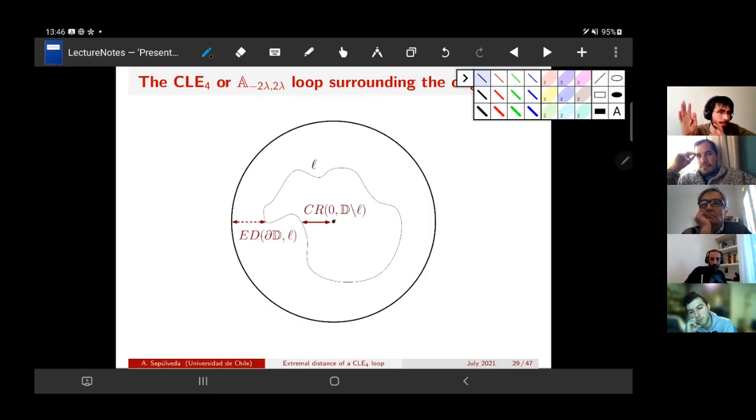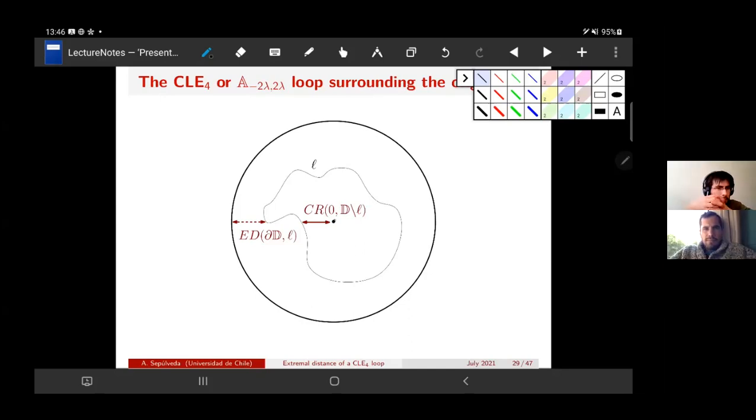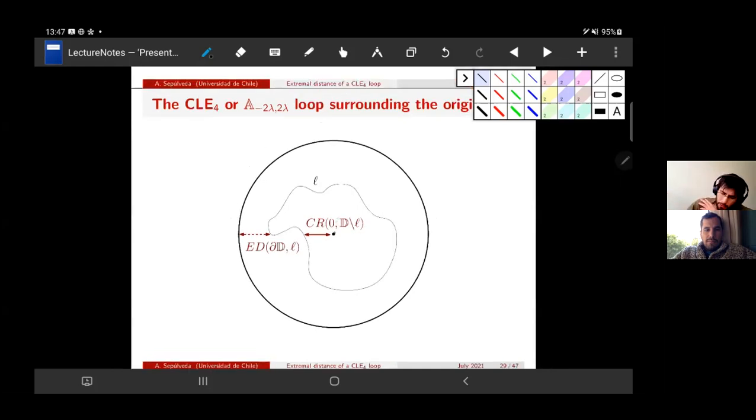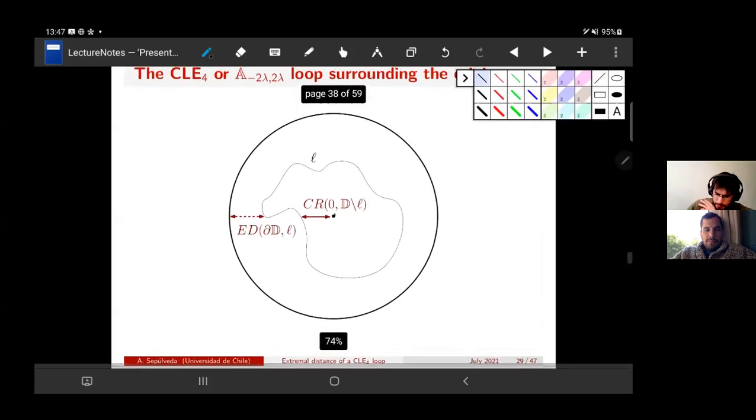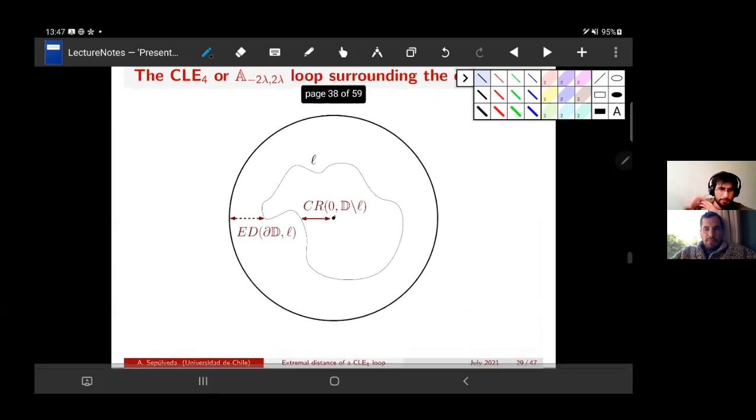So we know that it doesn't hit the boundary. This is something I forgot to tell you. Loops do not hit the boundary and they do not hit each other. And we know that the loop surrounding zero, because of conformal invariance, represents a typical loop because we can just take a loop from another point. And the question is, what is the law of these two random variables? So the way to measure them in a conformally invariant way, and sadly I will not have time to explain if you don't know these terms, is to measure the conformal radius of the domain that is bounded by the loop, and the distance from the loop to the boundary is called the extremal distance.